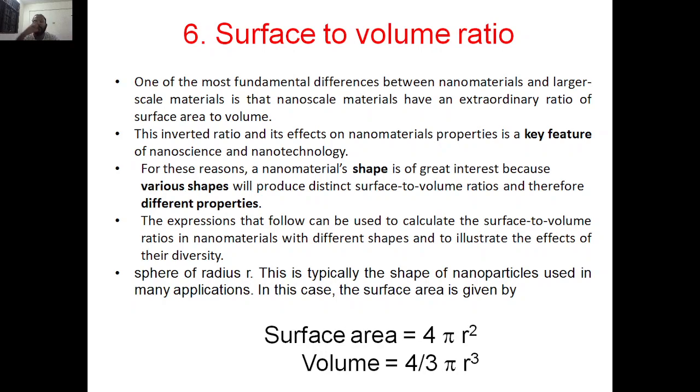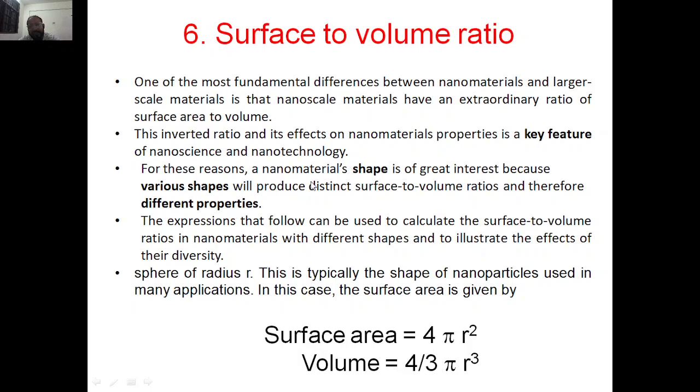That's why within one box, I can have tens of billions of nanoparticles. So tens of billions of nanoparticles means that much amount of surface. So surface is more, so the activity among these particular structures will be more. So this inverted ratio and its effects on nanomaterial properties is a key feature for nanoscience and nanotechnology. That's what makes nanotechnology so cool.